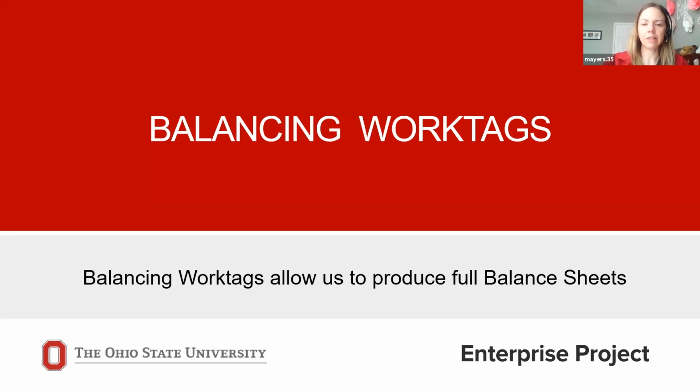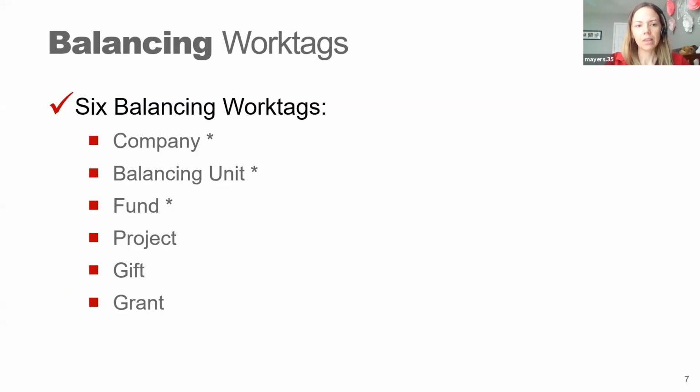So let's look at the differences between balancing and carry forward work tags. Balancing work tags really allow us to produce full balance sheets. These are the 6 balancing work tags that exist in our FDM structure: company, balancing unit, fund, project, gift, and grant. The first 3 that have asterisks are 3 of our required work tags, which we just learned in the prior section. Each of these work tags allow us to produce a full balance sheet.